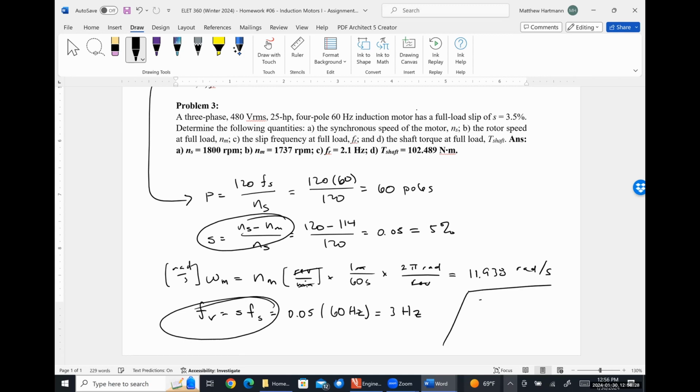So torque would be, let me think about this here, it should be power over omega M, and our power is going to be the 25 horsepower times 746 watts per horsepower. So homework set number 6, real straightforward.